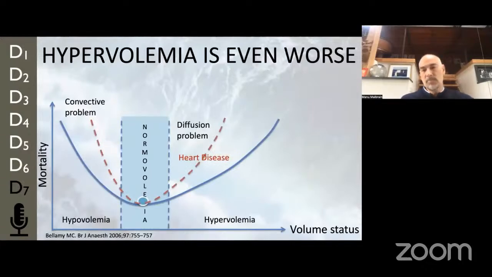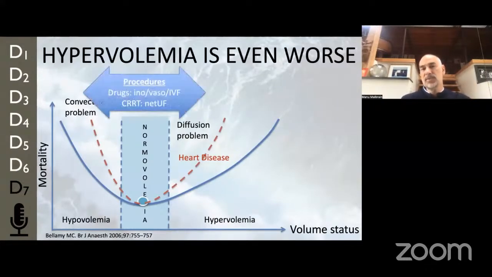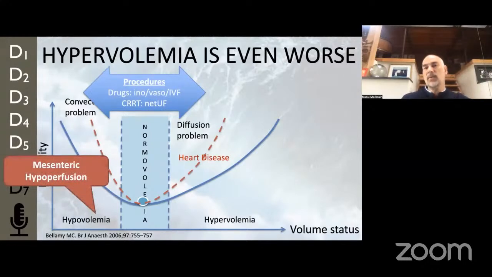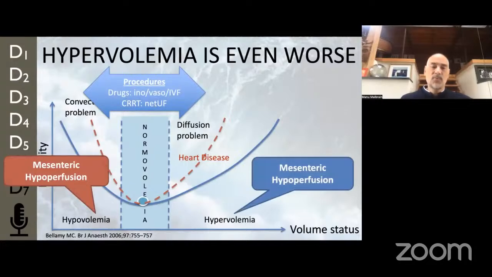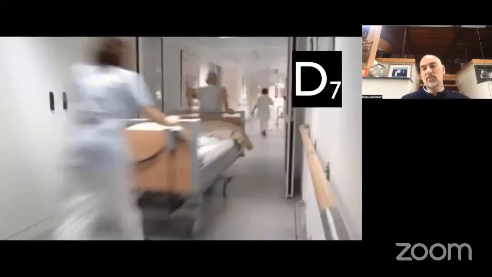And patients with concomitant heart disease may have a more sharp U-curve, so they may have problems more rapidly. So we need to do the right procedures, give drugs, fluids, inotropes, vasopressors, and then maybe de-escalate, diuretics, or remove fluids with CRRT, because both hypovolemia and hypervolemia may carry the risk for mesenteric hypoperfusion.